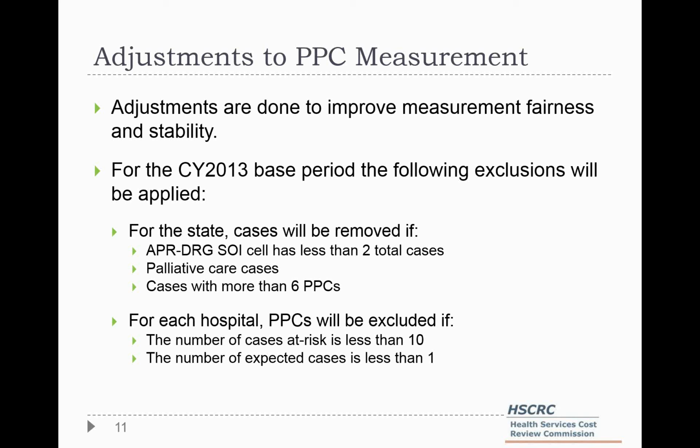In part, this was done so that scores can be calculated during the performance year prior to knowing whether or not, for instance, a hospital will have more than 10 cases at risk or a number greater than 1 expected. Also, we wouldn't be able to track it on a monthly basis until we hit those thresholds. So again, that is why they are only applied to the base period.